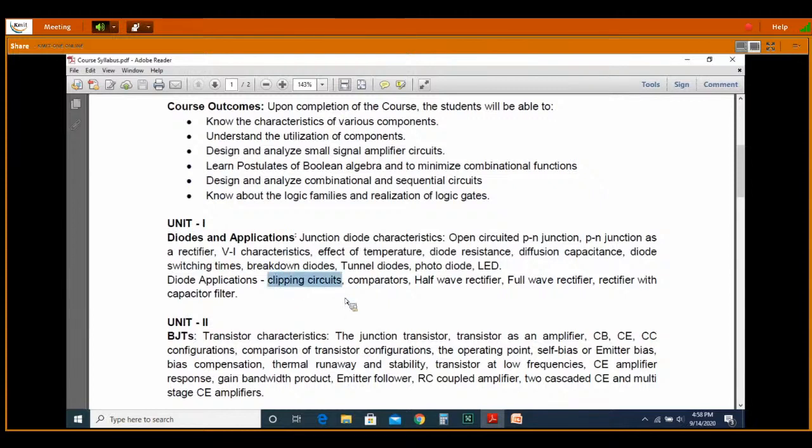Now there are two types of clippers: series clippers and shunt clippers. Meanwhile, series and shunt are also each of two types: positive clipping and negative clipping. If any positive peak is clipped at the output side, we call that a positive clipper. If any negative peak is clipped, we call that a negative clipper. And then we started the comparators.